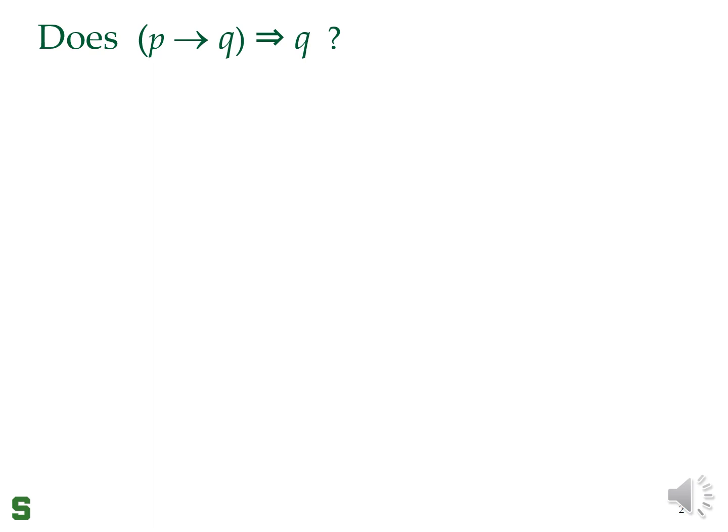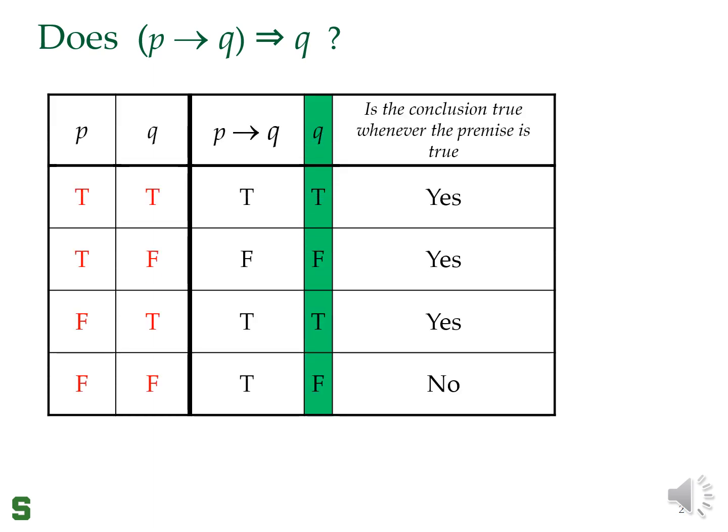Let's look at this. Does P implies Q logically imply Q? We can fill in this truth table for P implies Q and Q. Make sure that you agree with the truth table and you know how I got the truth table. If not, review the earlier module, and also this would be something you should discuss in your group.